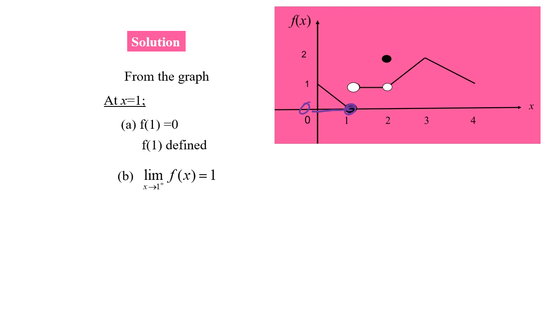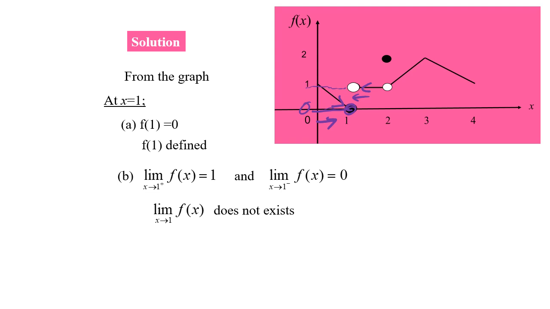So as x approaches 1, y approaches the value of 1. And from the left-hand side, when x approaches 1, the graph is approaching the value of 0. So does the limit exist? No, because the limit from the left-hand side and the right-hand side are not the same. It's not equal. So the limit does not exist.